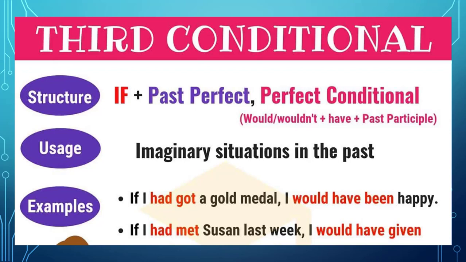If I had got a gold medal, I would have been happy. This means that you did not have the gold medal and now you are sad. The second example, if I had met Susan last week, I would have given her a present, for example. Okay, this means also you did not meet Susan last week.